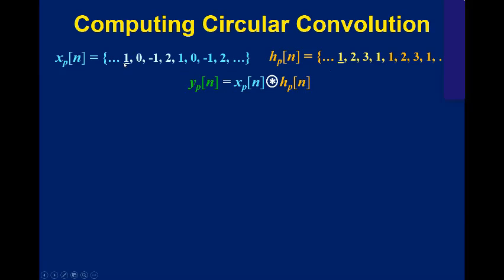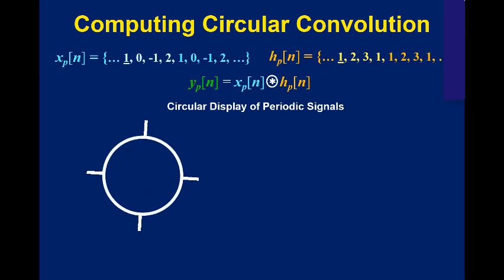And I want to know what happens if I convolve this function with this function, my x with my h, using a circular convolution because they're both periodic signals. Well, if you recall back the first week, we introduced briefly a circular display for a periodic signal, where I could take just one period of that signal, put it in a circular display, and that would represent the signal and its repeating values by just going round and round and round that circle.